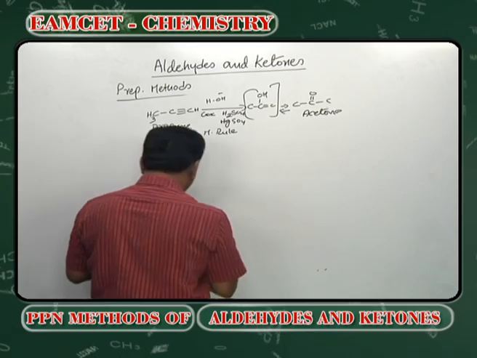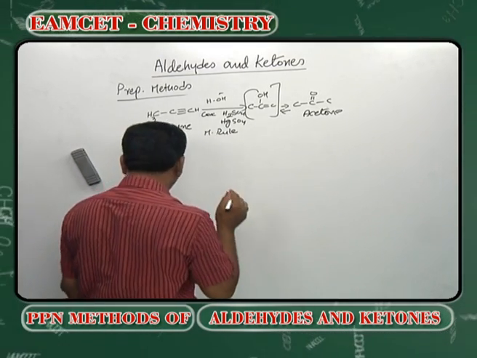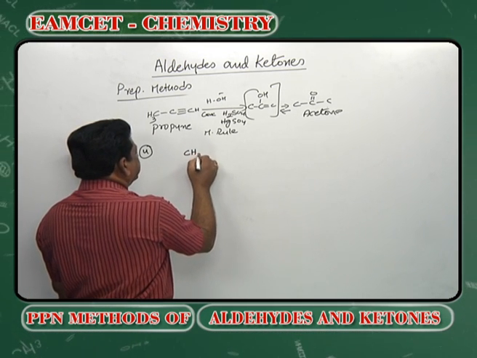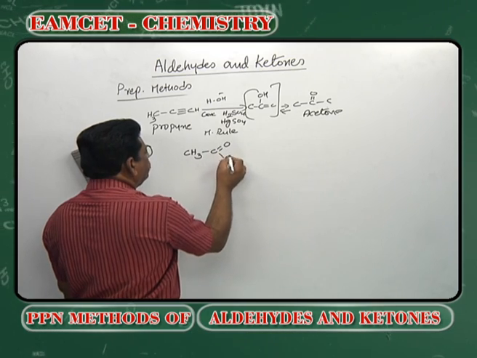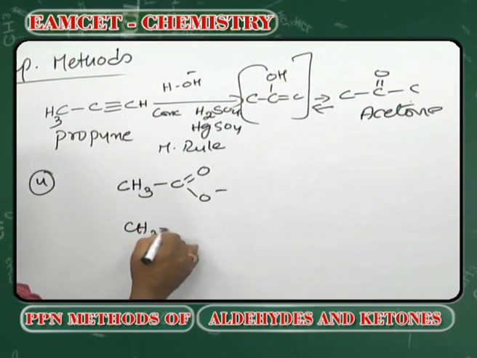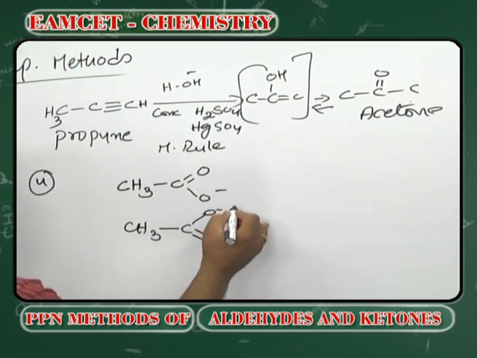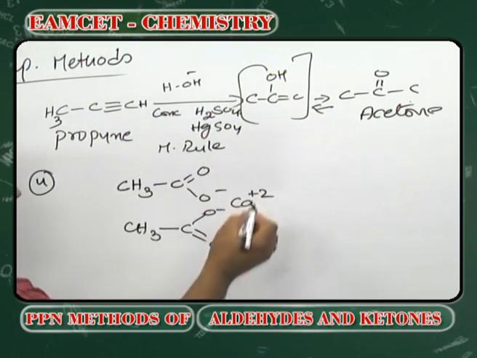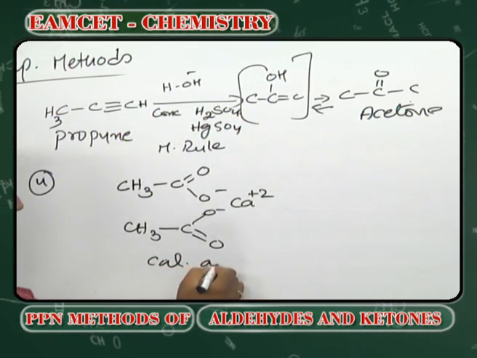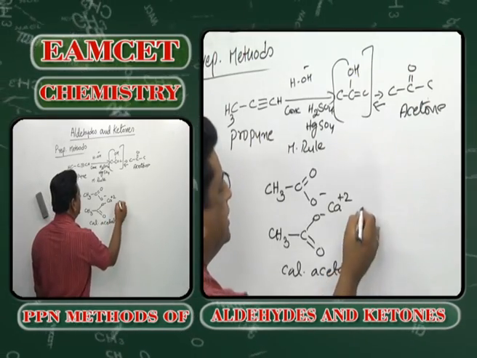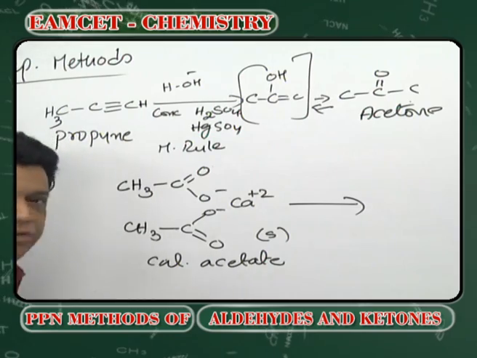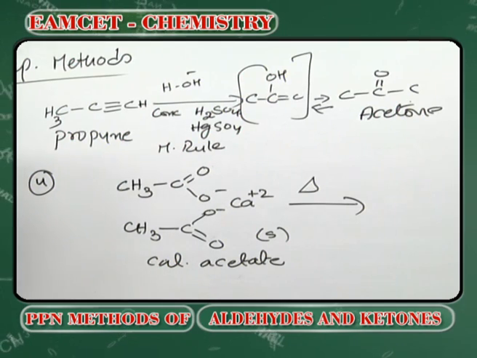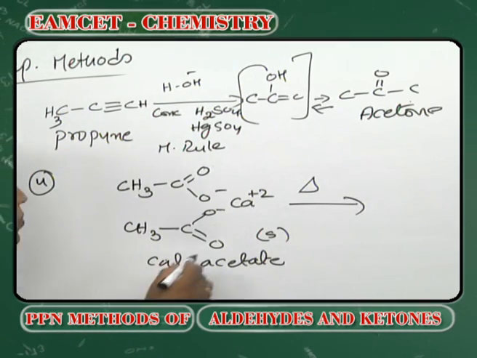In the fourth method, we are going to prepare the compounds from carboxylic acids. Take the calcium salt of acetic acid, with COO minus groups; this is known as calcium acetate. Calcium acetate is a solid. Take this solid and heat it. By mere heating, without putting any reagent, the compound undergoes breakage.